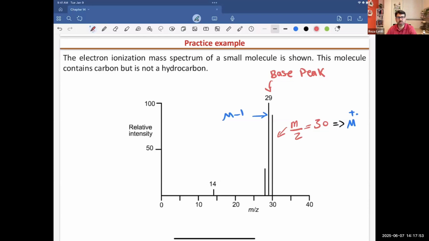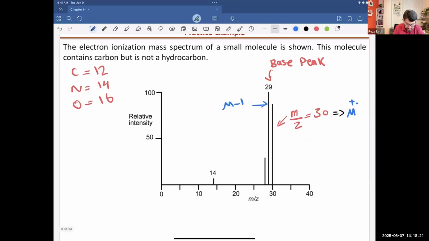Next thing is like that. It says that we are dealing with carbon and so on. Carbon has a mass around 12, nitrogen 14, and oxygen 16. So a combination of these might actually give me the 30. Let's give it a try. I might have CH3, CH3, and that has a molar mass of 30, or maybe it is this one.